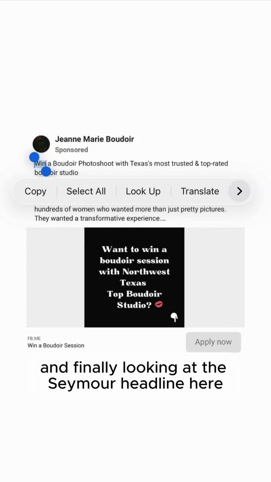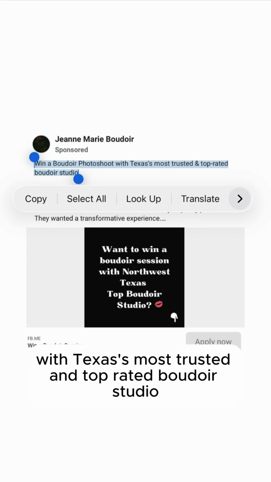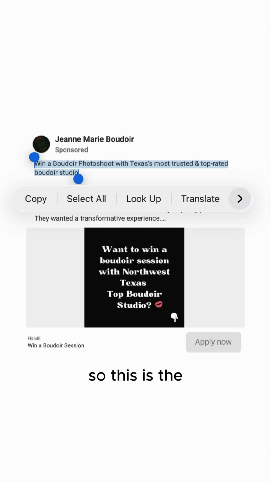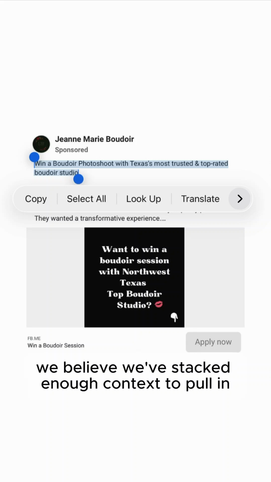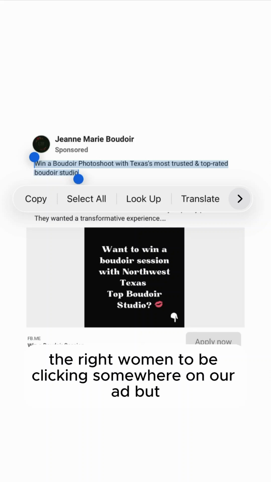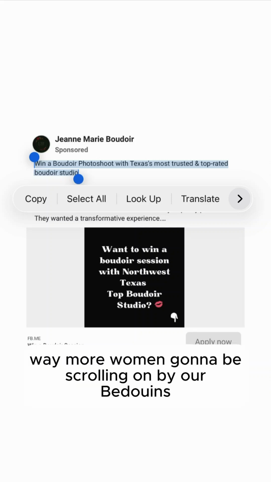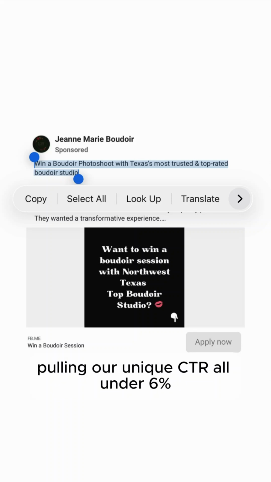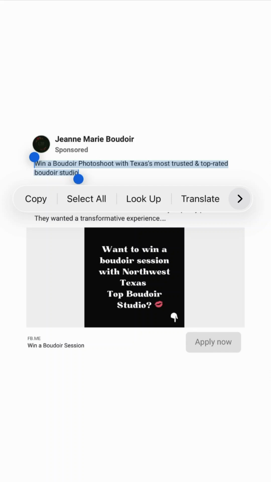And finally, looking at the see more headline here, first 2 3/4 lines, Facebook newsfeed mobile. Well, it looks like we're only using like half of it. But let's see: winning Boudoir photo shoot with Texas's most trusted and top rated Boudoir studio. So this is the lack of context mistake. The false belief that caused us to make this mistake is we believe we've stacked enough context to pull in A, a large number of women, and B, the right women to be clicking somewhere on our ad. But that's 100% incorrect. We're missing a lot of context here that could help. So as a consequence, way more women are going to be scrolling by our Boudoir Facebook ads than necessary, pulling our unique CTR all under 6% and increasing the probability that we have BLCS, aka Boudoir low click syndrome.